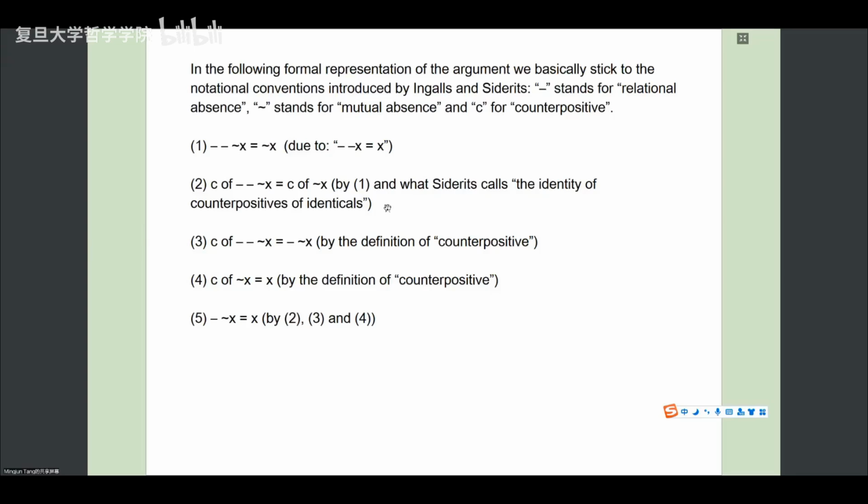Then we take line 3, counterpositive of absence of difference from X is absence of difference from X. This is true. This is just by definition of counterpositive. Line 4 is also okay. The counterpositive of difference from X is X, by definition of counterpositive. Now we take line 3 and line 4 together with line 2. In line 2, we have an identity of two counterpositives. Line 3 and line 4 tell us what these counterpositives are. And then we get line 5: absence of difference from X is X, and not Xness, as AD would force us to assume. So where's the mistake? The mistake can only be in line 2. And why is line 2 wrong? We can take the next slide.